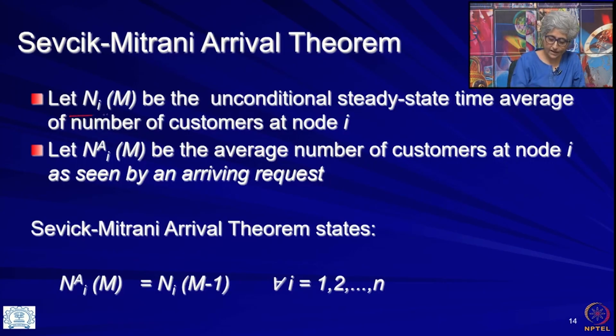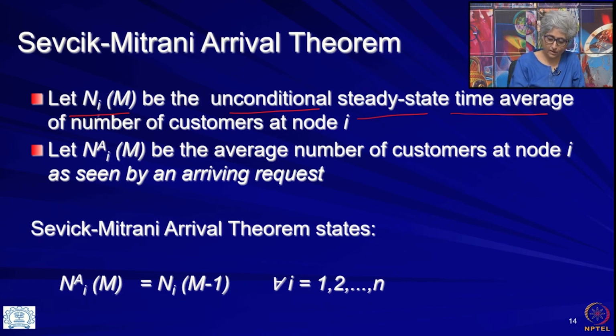So, let N_I^M be the unconditional steady state time average of number of customers at node I. I think everybody remembers this time average, steady state, unconditional. We have talked about these things very often. Unconditional means it is not at any particular time, it is just over any period of time, and it is a time average, meaning that it takes into account how long a certain number of customers were there in that system. And steady state means warm up effects in the system are ignored. We are looking at the system when the system is at a statistical equilibrium. All of these things we have talked about before, so please go back and refer to those.